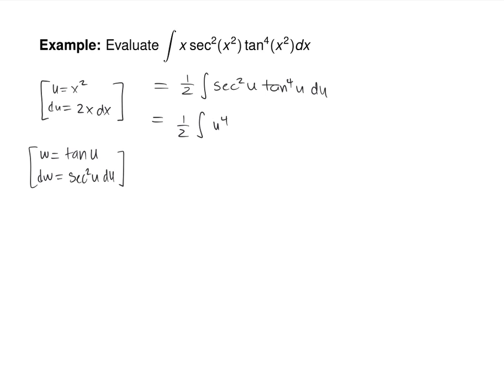This is u, I think just u to the fourth, w to the fourth, excuse me, w to the fourth dw. Right? It's that simple.